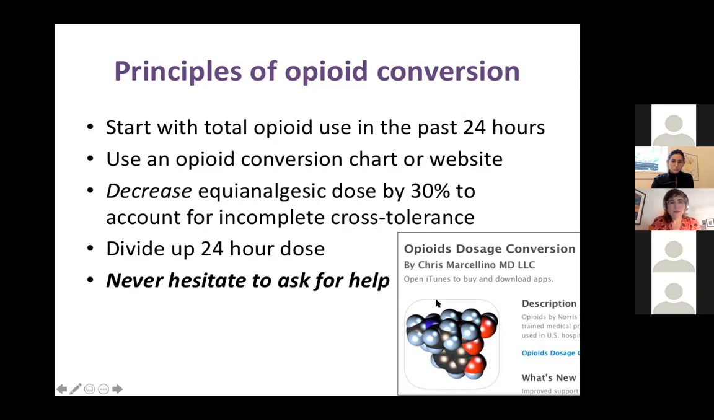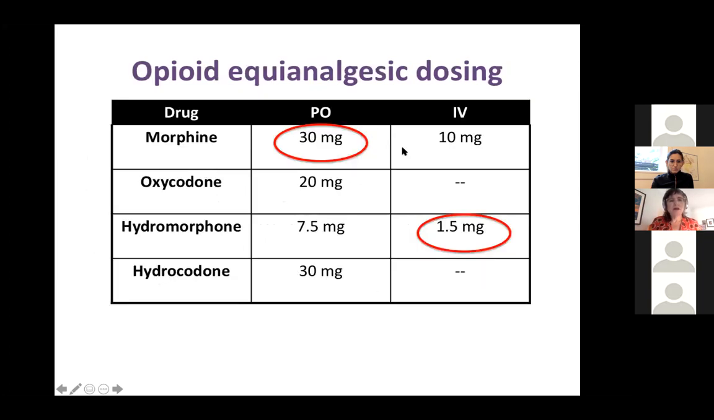You then divide up that 24-hour dose. And if you're doing this for the first time, or the patient's on high doses, or it's a medication you haven't used before, this is the time to ask for help. Just as a reminder, we used to use these tables all the time. Now it's a little bit obscured by a computer algorithm. So some people like to look at it in this graphic form.